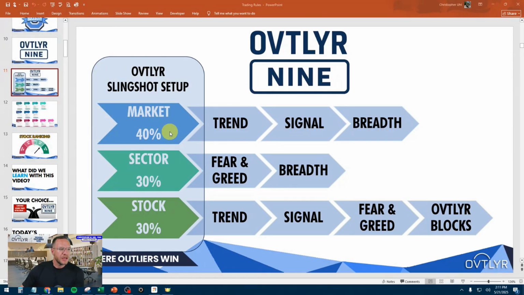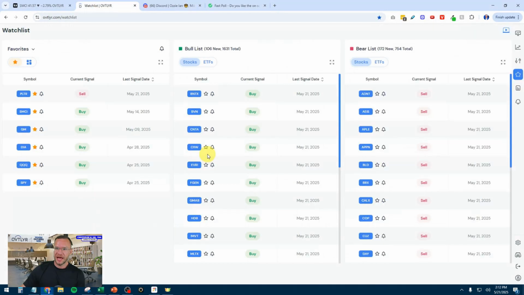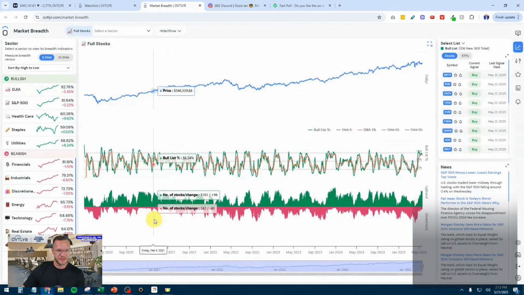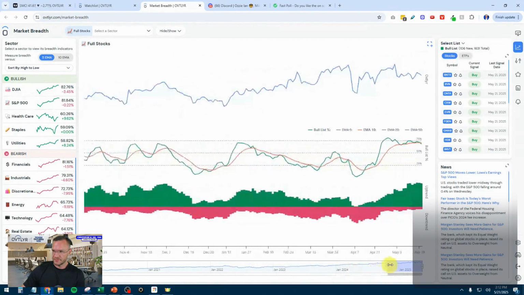There we go. Now, when you're looking at the market, you want to look at the trend, the outlier buy signal or sell signal, and then the breadth. Now, breadth actually has been such a huge determining factor for us in the last couple of weeks. What is breadth measuring? Breadth is measuring how many stocks are on the bull list with buy signals versus on the bear list with sell signals. And looking at this right now, what we see is 106 buy signals today versus 172 sell signals today. Now, on its own, what does that mean, right? We got some buy signals, we got some sell signals here. But if we look at the details, what is this telling us here?